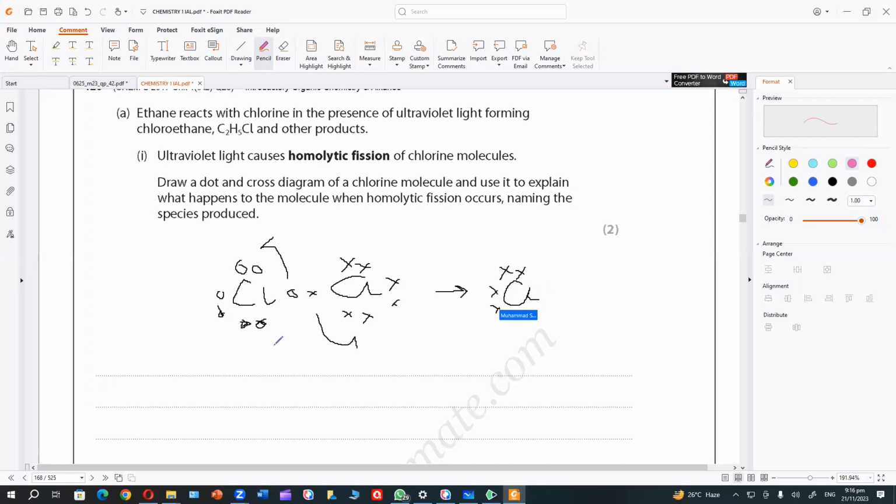Can I just draw it as a radical, or do I have to draw every single electron around it? Both atoms take their electrons. Both atoms will take up one electron each because it is homolytic. That's why they separate evenly.